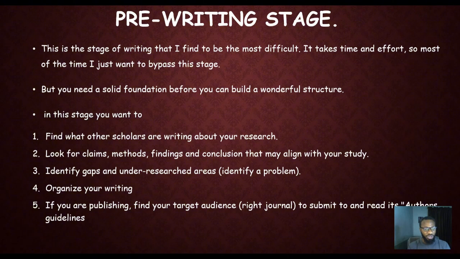So in this stage, you want to look for what other scholars have talked about your research. You need to find out what other scholars are writing about your research. There's something you need to know. It is called research for a reason, meaning that whatever you want to do has been written about before. That's a background, and if you do not find what others have been saying about your research, you might just say something that is not factual.